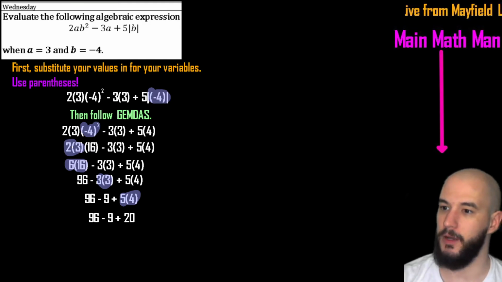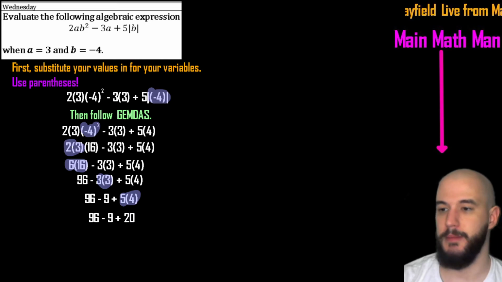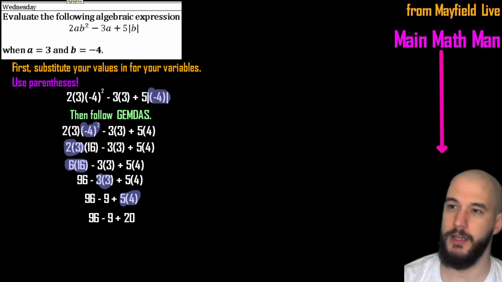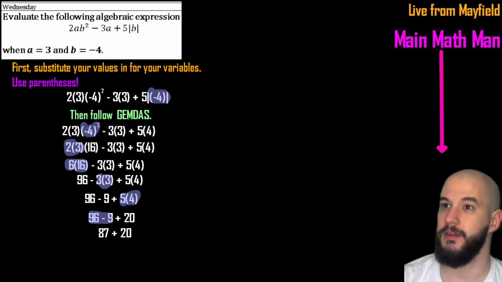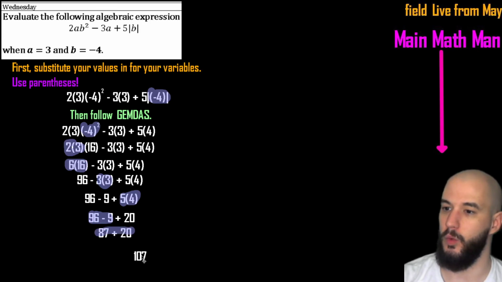So now that I'm on addition and subtraction, same idea. Make sure you're working left to right, just like a normal sentence. We're going to do 96 minus 9. That's going to be 87. And then our last step, 87 plus 20, is going to be 107.